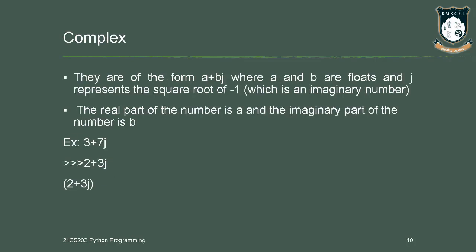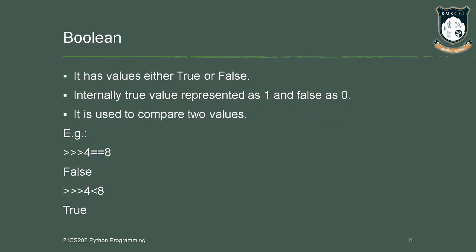Next is complex. As we all know, a complex number has a real part as well as an imaginary part. The real part is a numerical number, and the imaginary part is also a numerical number followed by the letter j. In mathematics we have seen it as i, and in programming we use j. The next category is boolean. The boolean data type has values either true or false.